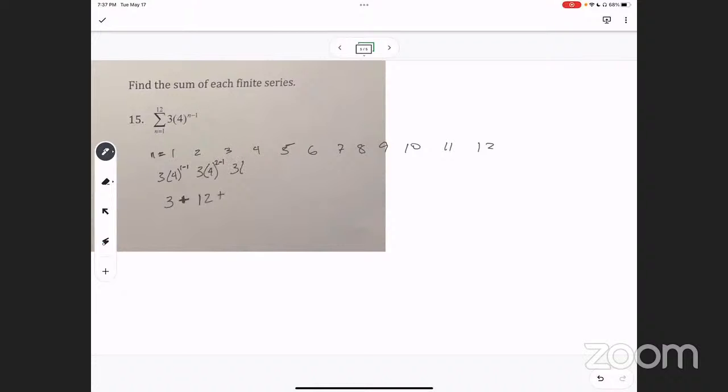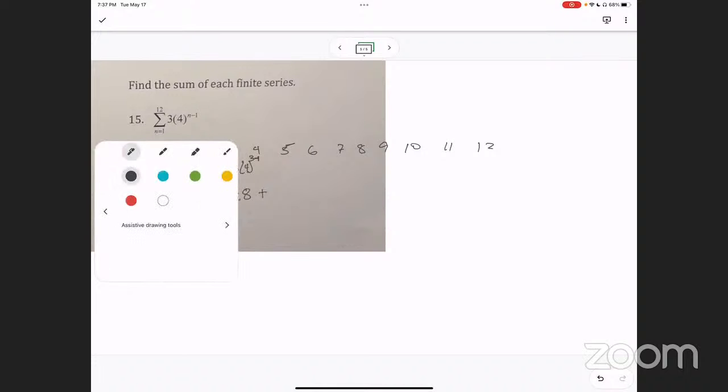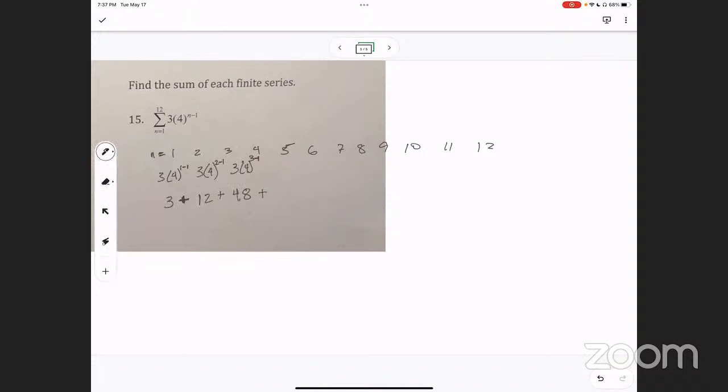What's going to happen each time? They're going to go up by multiplication of 4. You're going to multiply this 12 by 4 again, and you're going to get 48. So you noticed what happens each time. You multiply it by 4, right? You just asked a question: is this geometric? Can you tell? It's geometric, right?